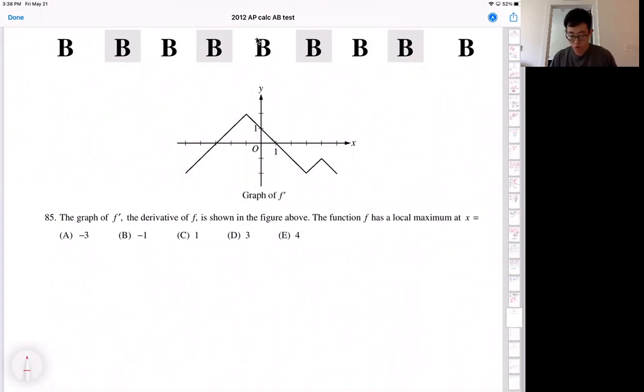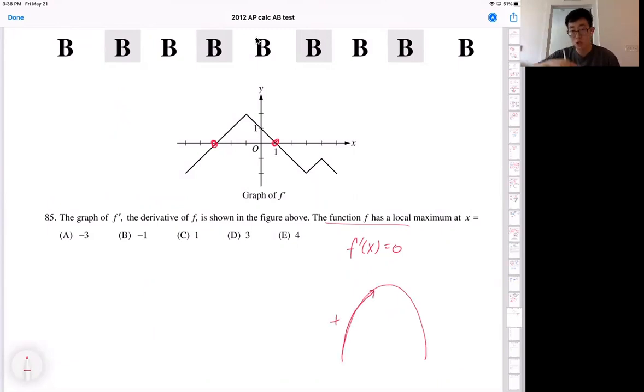Question 85 says the graph of f prime, the derivative, is shown. The function f has a local maximum. Local maximum, or min, means I need to look for where f prime of x is 0. This is a graph of f prime, so where is it 0? It's here and here. To find a maximum, think of a curve that looks like a parabola but upside down.